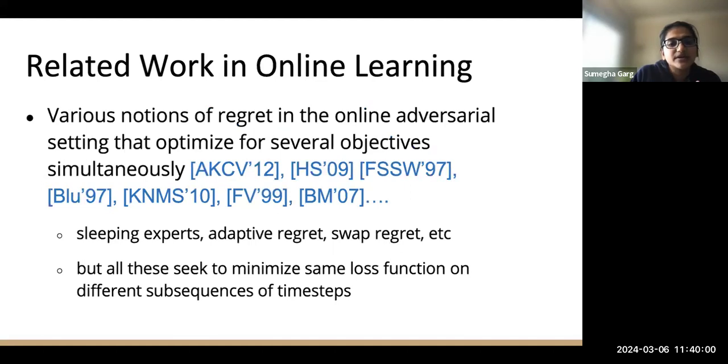And then there is other related work in online learning, where, on a high level, we are asking that you want to minimize regret simultaneously for multiple losses. Previously there has been discussion of simultaneous regret minimization, but in a different way: various notions of regret in the online adversarial setting that optimize for several objectives simultaneously, for example sleeping experts, adaptive regret, swap regret. But all these seek to minimize the same loss function on different subsequences of time steps, whereas we are asking that we want to minimize different losses for the same sequence of time steps.